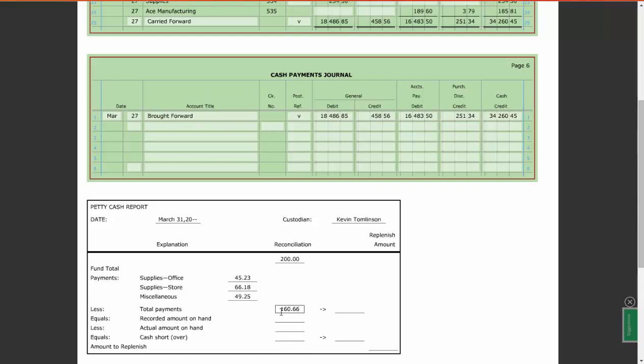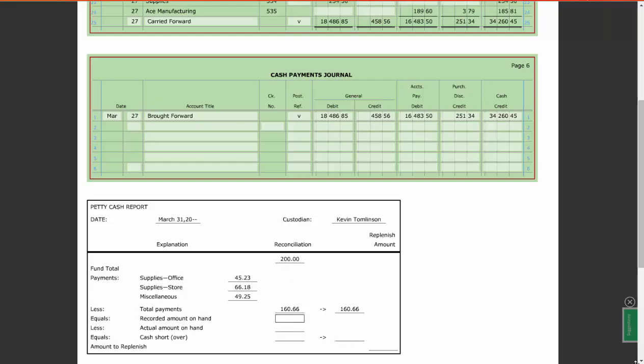So this 160.66, do you see this little line and arrow thingy? We're going to take this number and put it right here as well. So we're just taking the same number and putting it over in the next spot. Now, look what it says right here to the left of total payments. It says fund total less total payments. So I'm going to take 200 and I'm going to subtract 160.66.